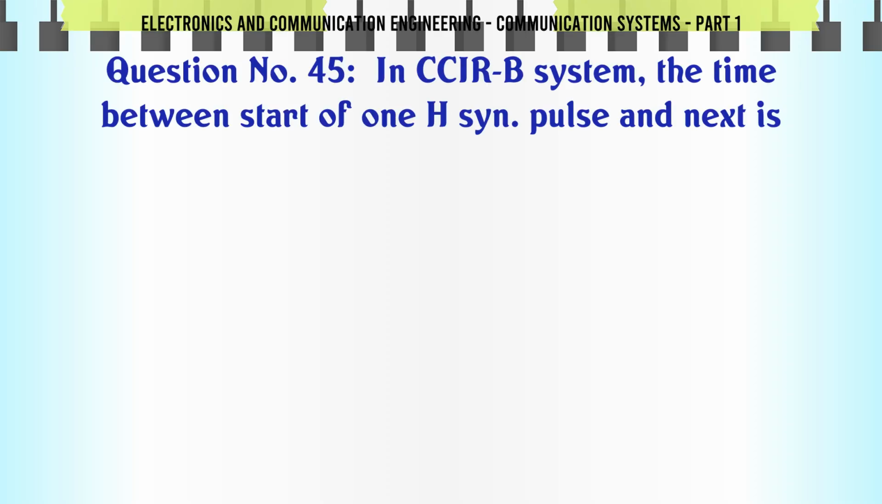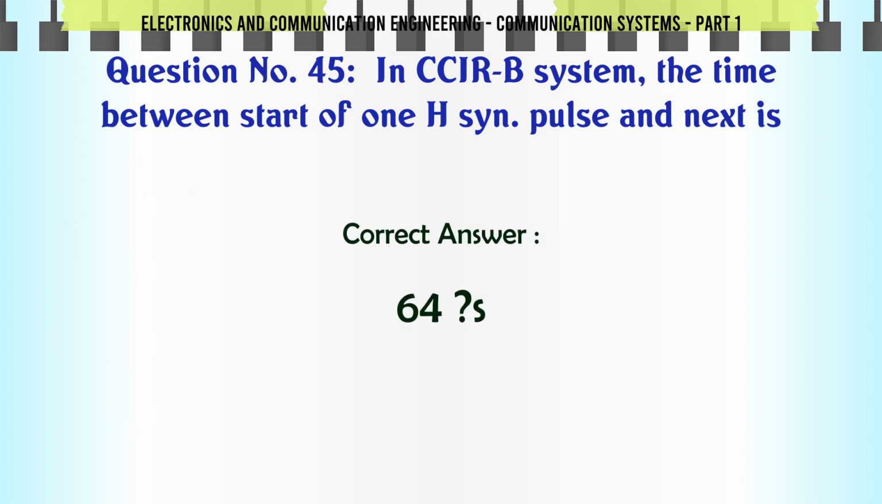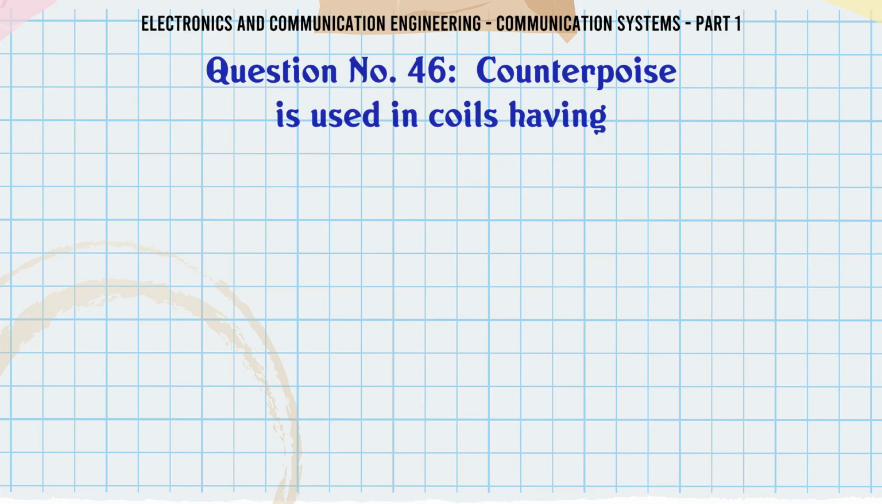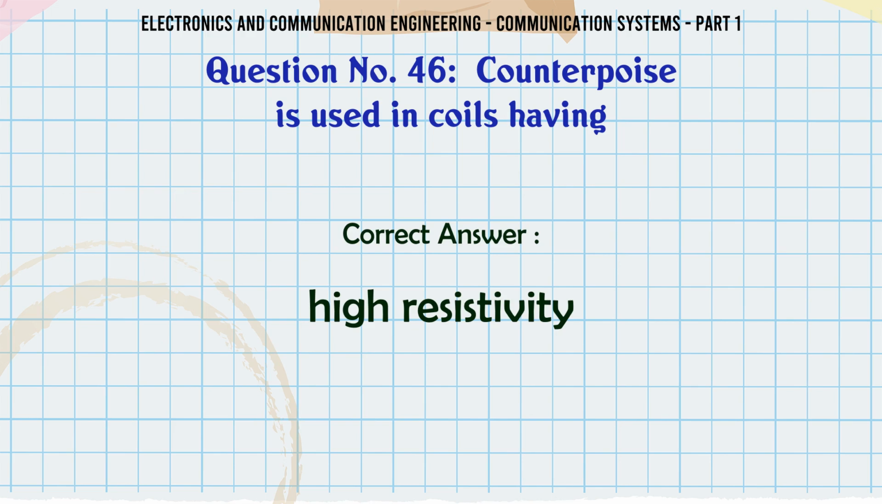In CCIR-B system, the time between start of one H SYN pulse and next is A. 64 µs, B. 6.4 µs, C. 640 µs, D. 0.64 µs. The correct answer is 64 µs. Counterpoise is used in coils having A. high resistivity, B. low resistivity, C. medium resistivity, D. both B and C. The correct answer is high resistivity.